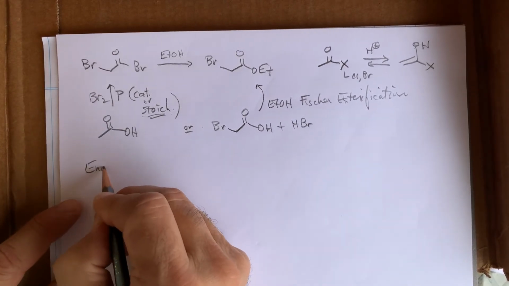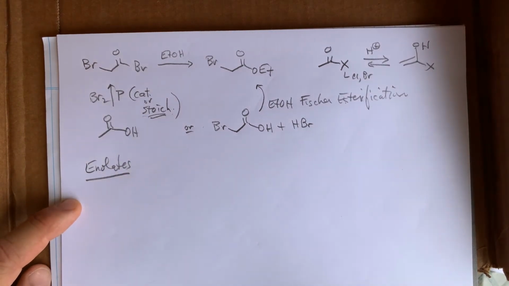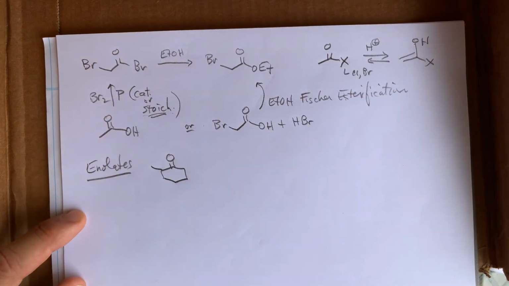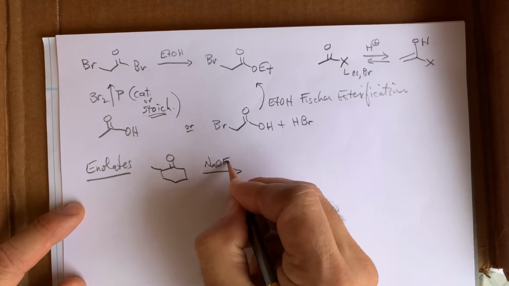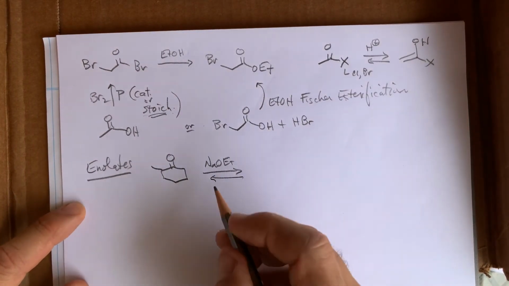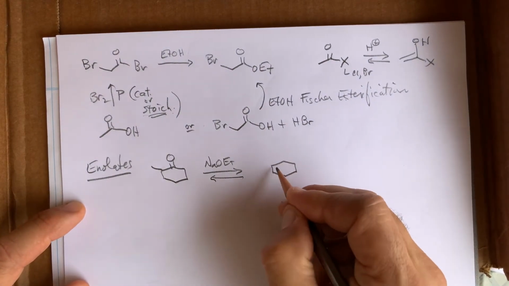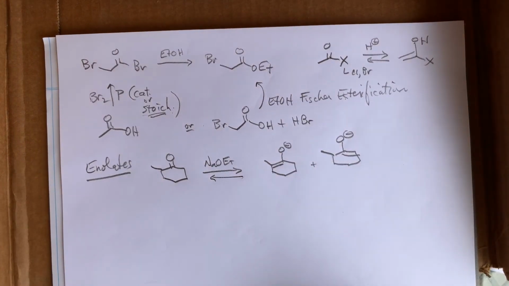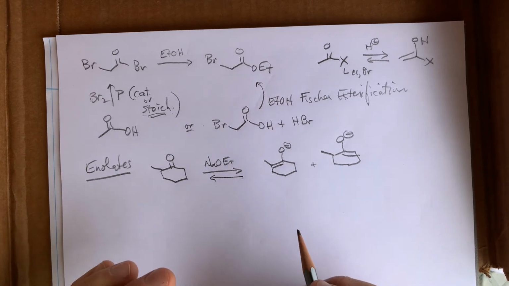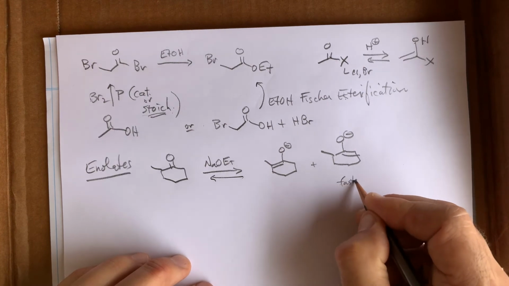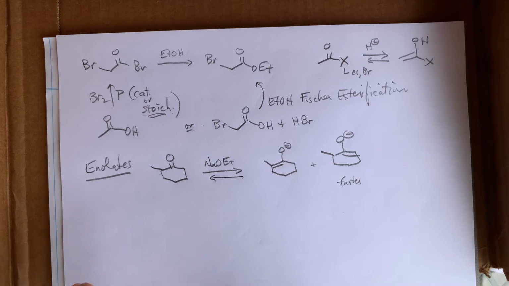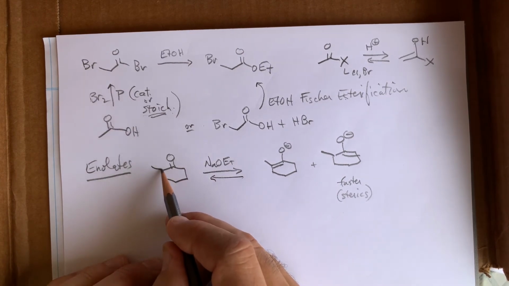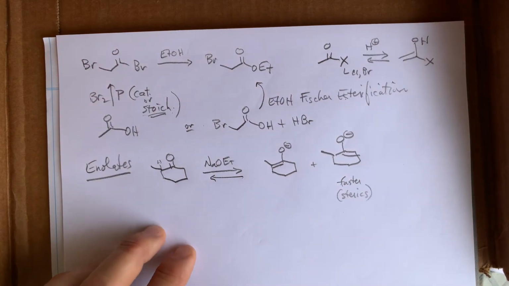In the good old days, if you take my favorite ketone, 2-methylcyclohexanone, and you treat it with sodium ethoxide, you will reversibly make the enolate, but you'll make two of them. Which one's formed faster? This one's formed faster because this is sterics. The base can get into that proton here a little more easily than this proton that's buried by all of this other organic here.